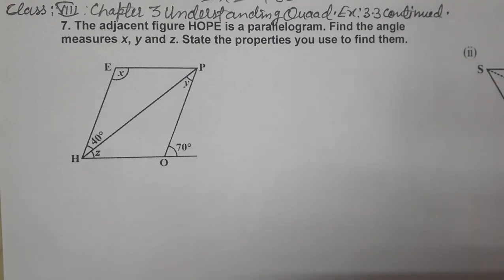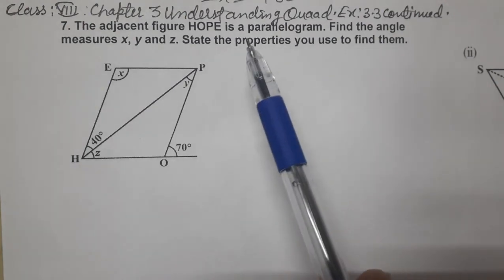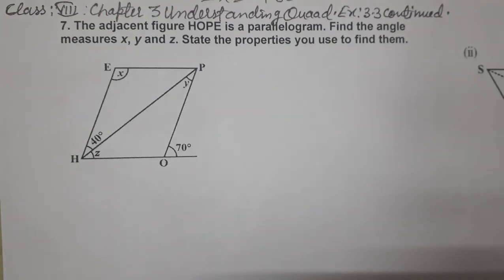Let's start Exercise 3.3. We have completed up to question number 6. So, let's start question number 7. It's again based on properties of parallelogram, and we know all the properties. Let us revise all properties of parallelogram. What are the properties of parallelogram? First one, what is that?